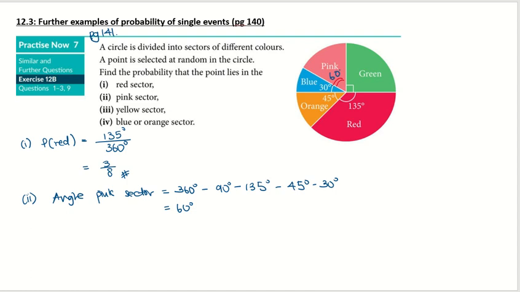Since I know that the pink sector is 60 degrees now, if I want to find the probability of landing in the pink sector, it would simply be 60 degrees over 360. Simplifying your answer, 1/6, full stop.